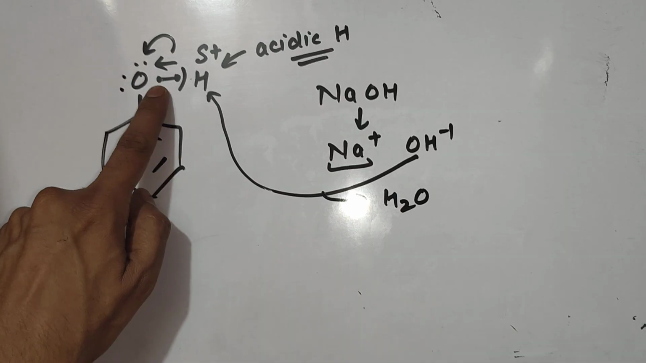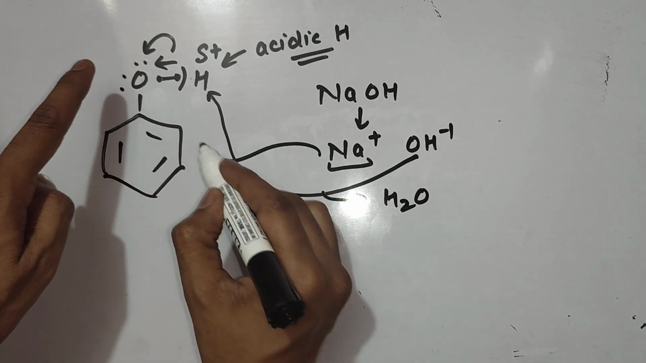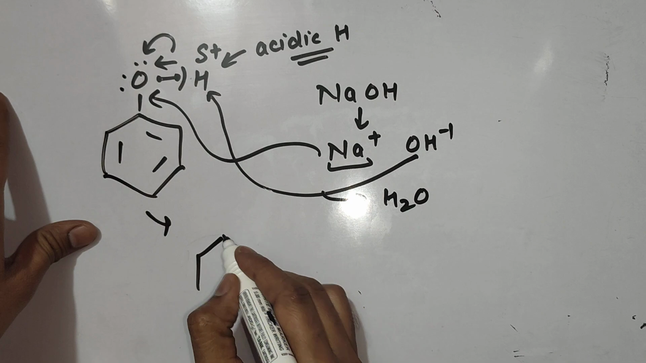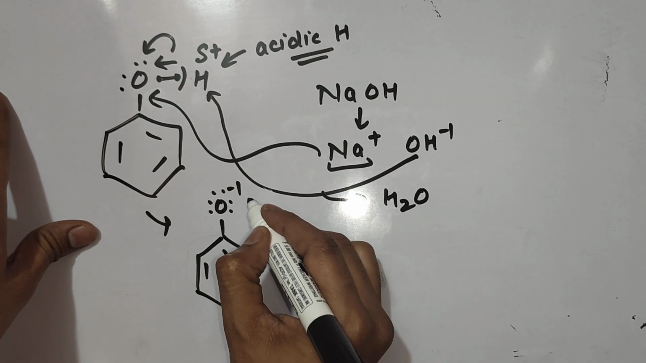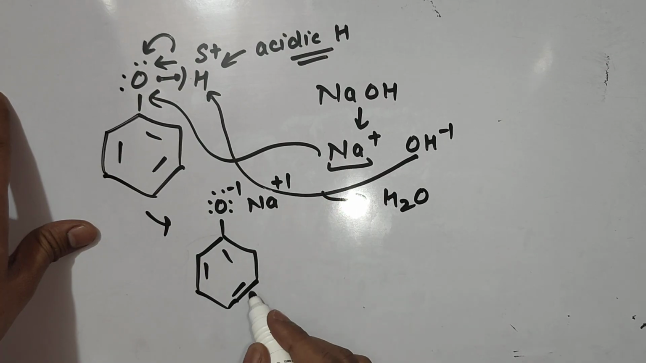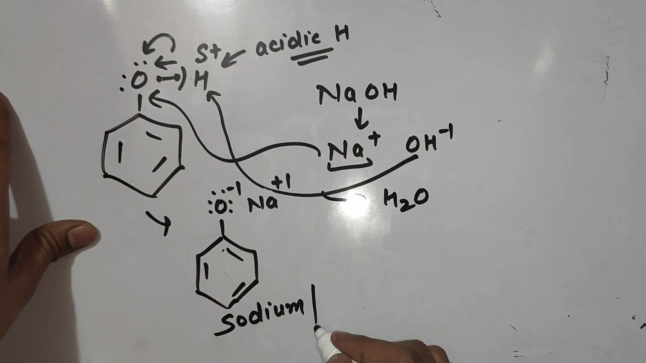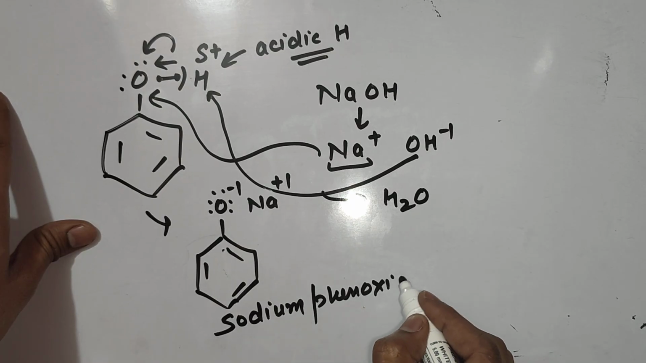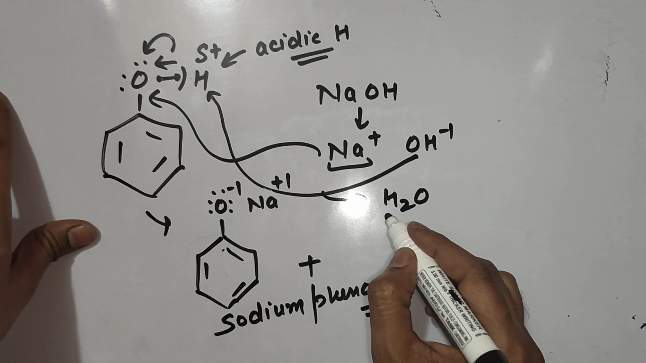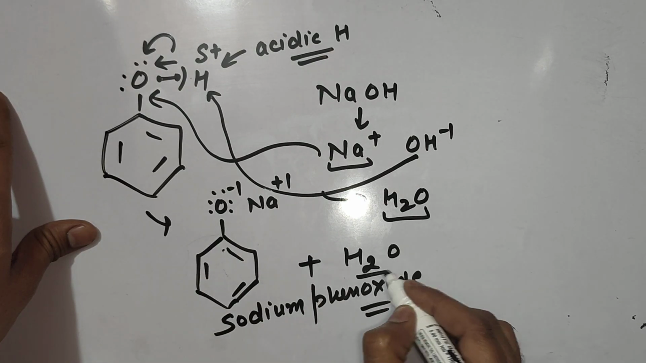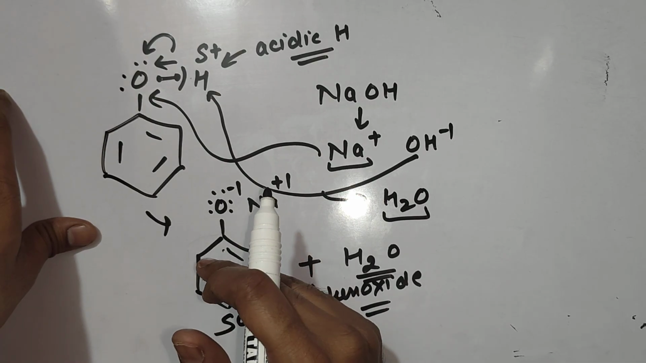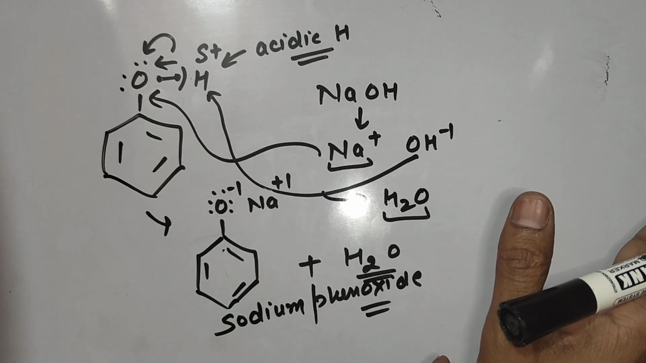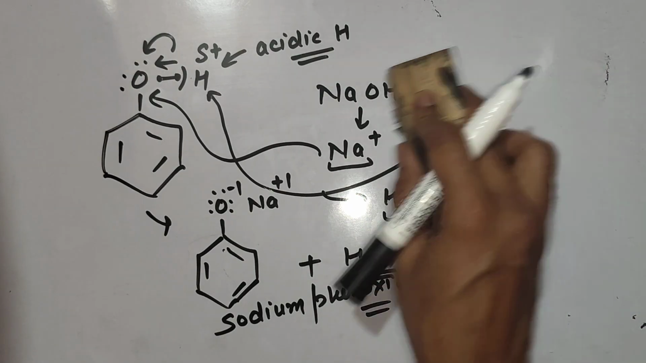transfer toward oxygen and oxygen will become O negative, which will be satisfied by Na positive. Between oxygen and sodium, there will be an ionic bond, and this compound which is generated over here is known as sodium phenoxide. Side product is H2O. Now this sodium phenoxide will be acidified further. How? Let's check. Very simple reaction.